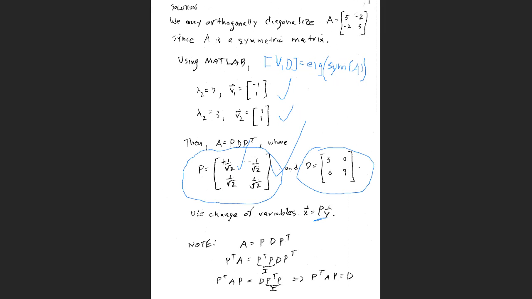And I note here again that if A equals P times D times P transpose, then D will equal P transpose times A times P. We showed that, but I have it written here. Let me give you a moment to catch up. Please let me know if you have any questions.